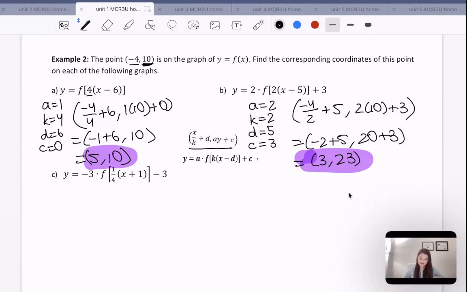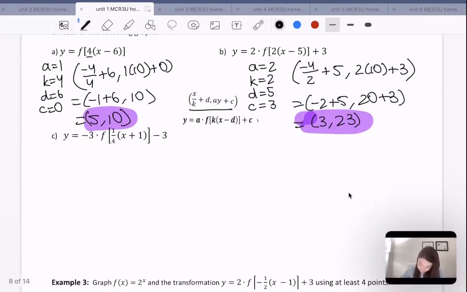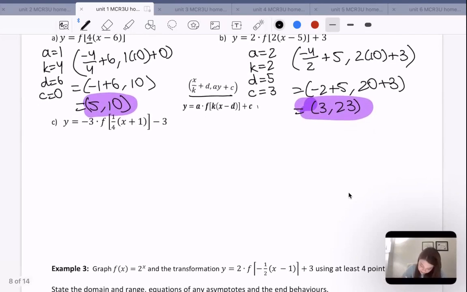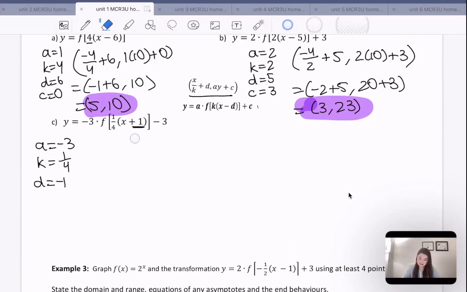Okay, all right, let's try 2C. All right, so A is negative 3, right? K is a fourth. D is negative 1, right? Because this says plus 1, but there's actually a negative in our equation, so we need another negative in order to make a positive to get positive 1, so that's why negative 1. And then C is equal to negative 3.